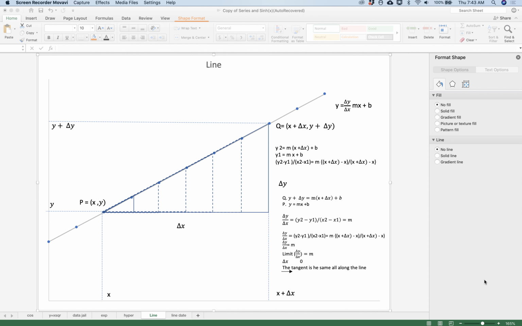Okay, here's some graphics that may help us understand a little bit. Now, in the case of a line, we have a constant slope, unlike other curves. The equation of a line is y equals mx plus b.